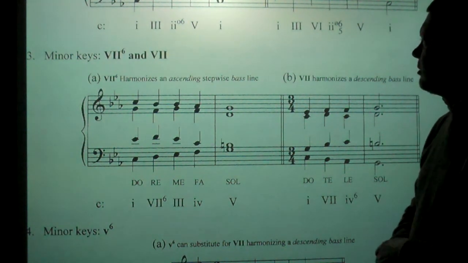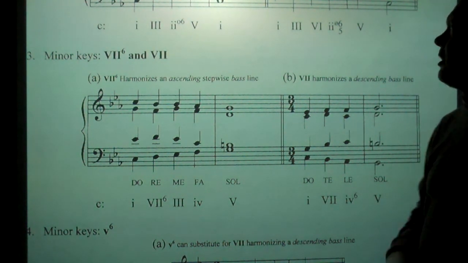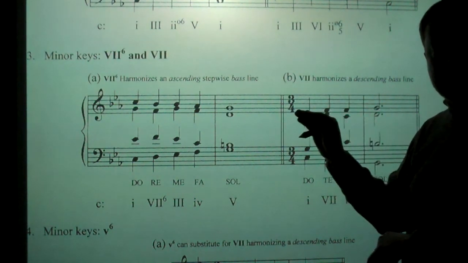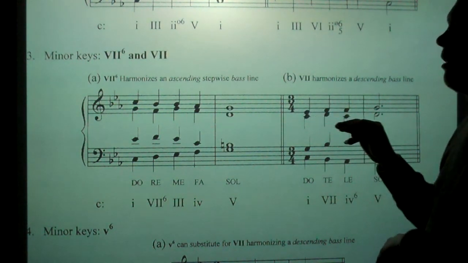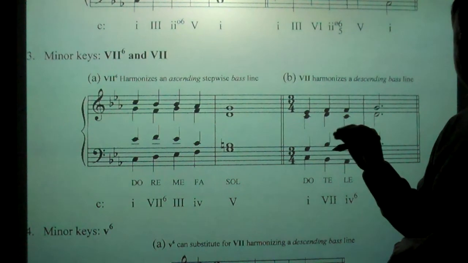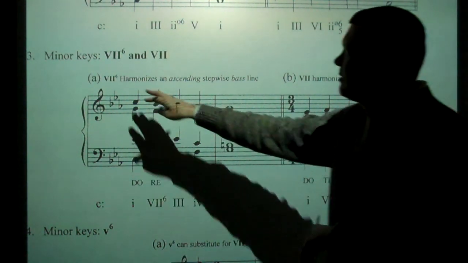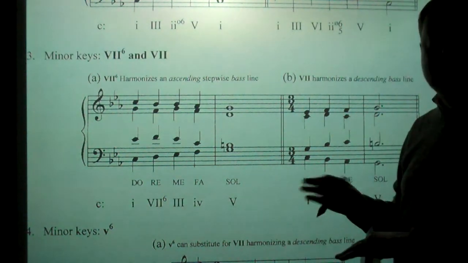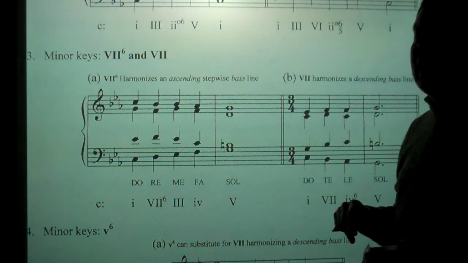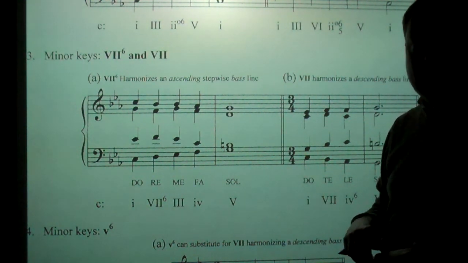Now, in my experience, students tend to start getting confused here because when we talked about using the 3 chords, they are always used to harmonize a descending soprano line. But the 7/6 chord is, in this case, used to harmonize the opposite. That is, an ascending bass line.